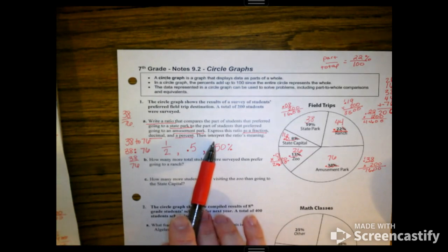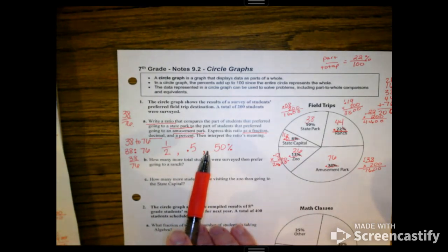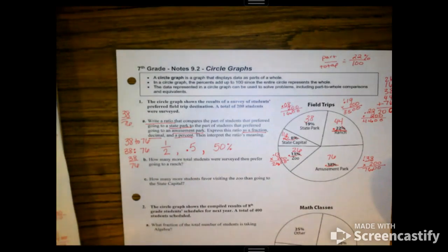Now this last part, interpret the ratio's meaning. So if you had to put this in words, what would you say? 38 is half of 76. Okay, but if I'm explaining what this ratio is to somebody. 38 students. Half want to go to the state park. Not half, because... That's exactly right. Trey: Half as many want to go to the state park as the amusement park.